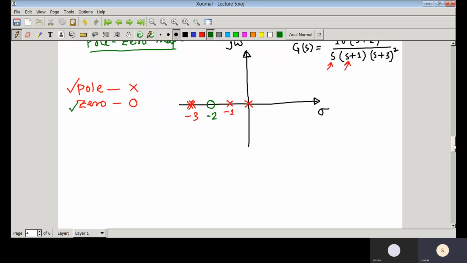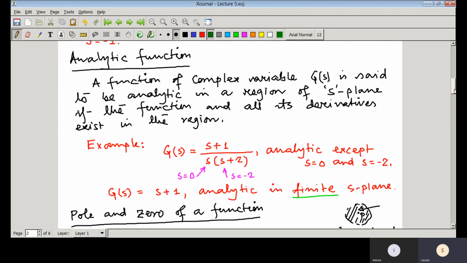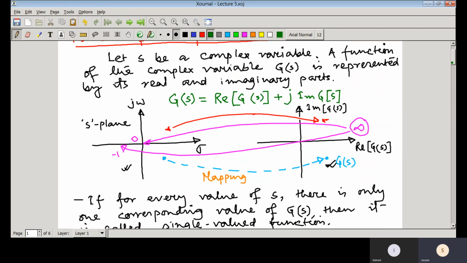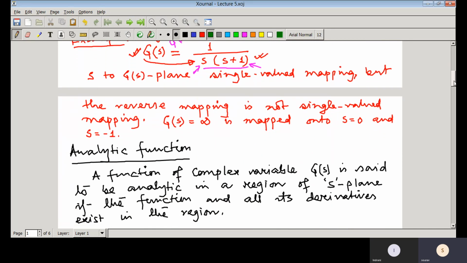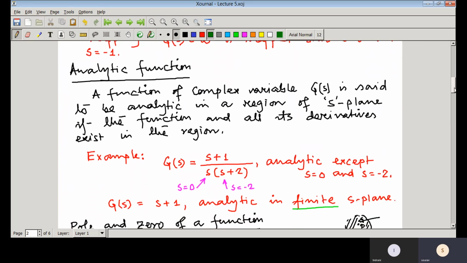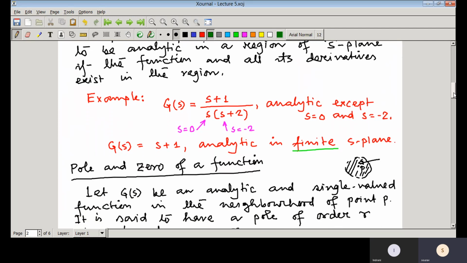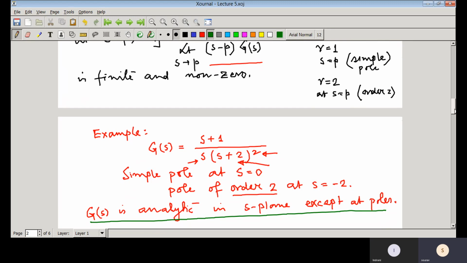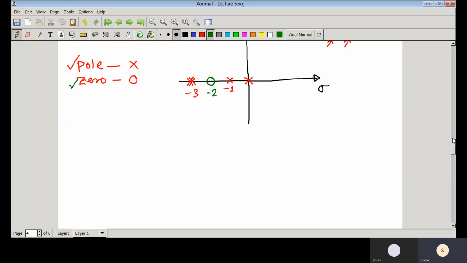So let us see what we have discussed so far. We started with a function of a complex variable, and then we saw mapping, single valued mapping and one-to-one mapping, and then we took some examples. We discussed the definition of an analytic function, and then gave the concept of poles and zeros. Then we saw how to present those poles and zeros in a plane, that is the pole zero map.